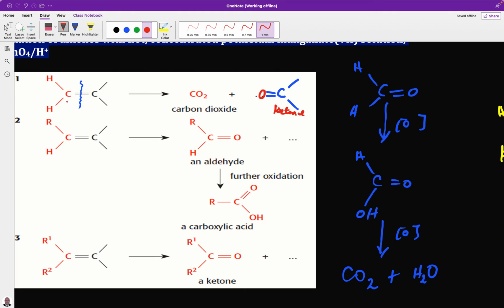So there is carbon dioxide here on this side. There is carbon dioxide and water. On this other black side, we will have a ketone that will be produced there.